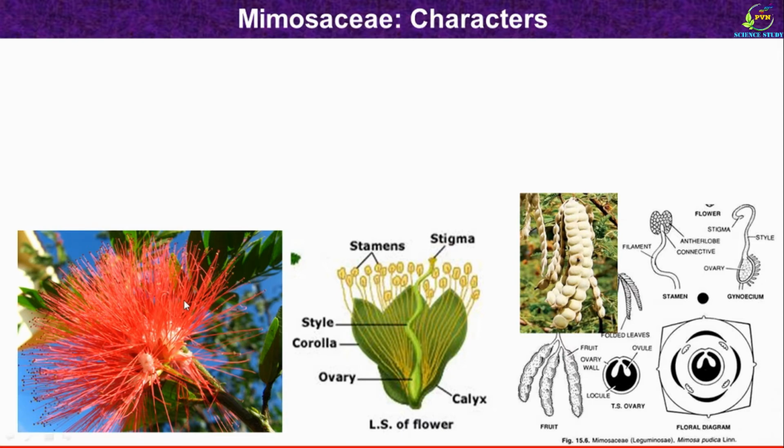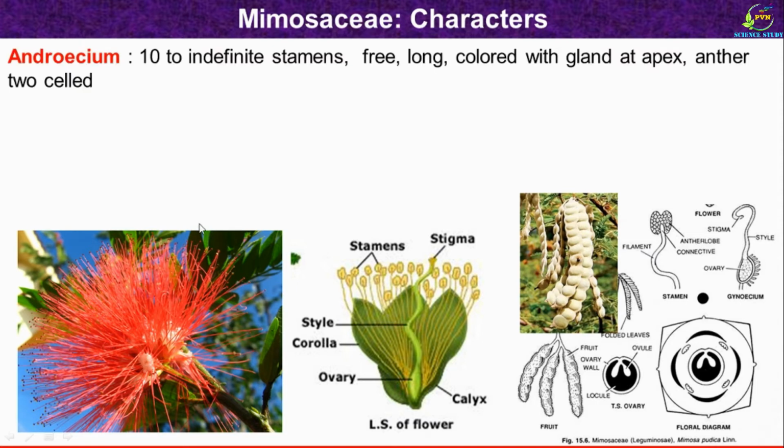These are some of the photographs explaining the characters. Here you can see the inflorescence. This is figure showing longitudinal section of flower of Mimosacea family member, where we can see calyx, then corolla, androecium consisting of many stamens. Then this is gynoecium. This is actual photograph of the fruit, and this is TS of ovary, and here you can see the floral diagram.